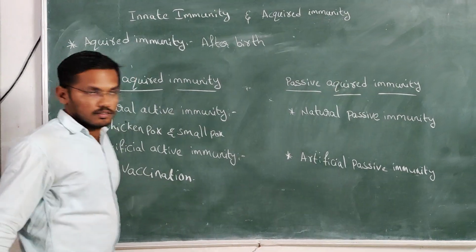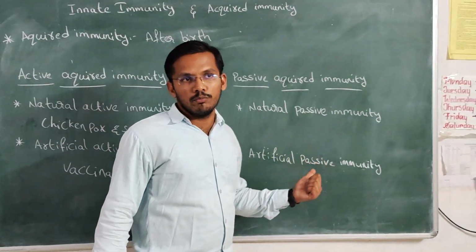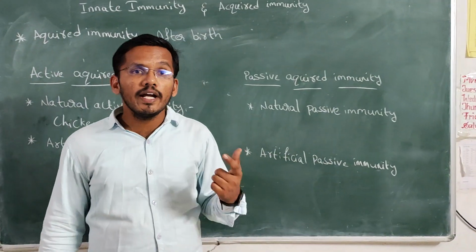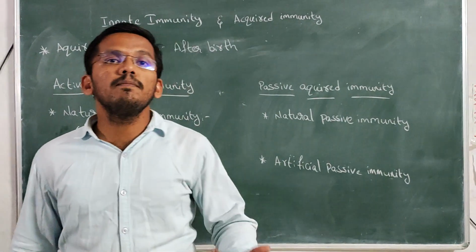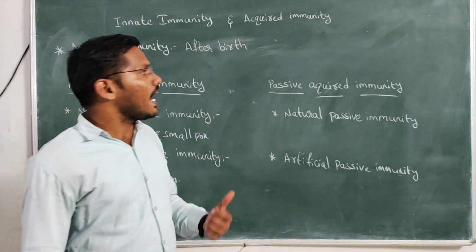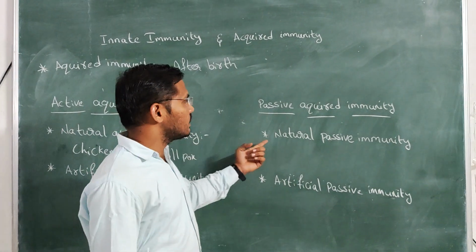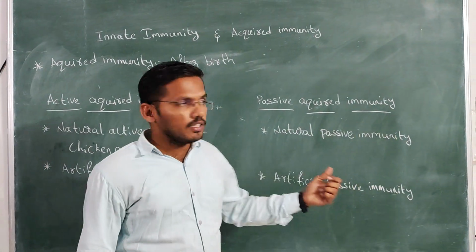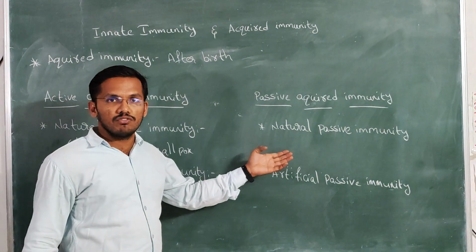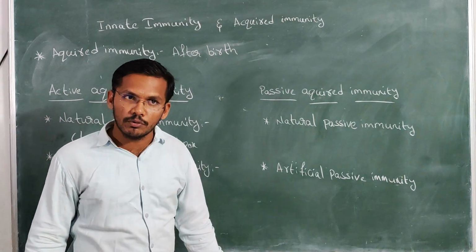It is through vaccination. Next is passive acquired immunity. In this, ready-made antibodies are inserted into an individual and it develops the immunity. That type of immunity is called passive acquired immunity. Next, coming to the types: natural passive immunity and artificial passive immunity.